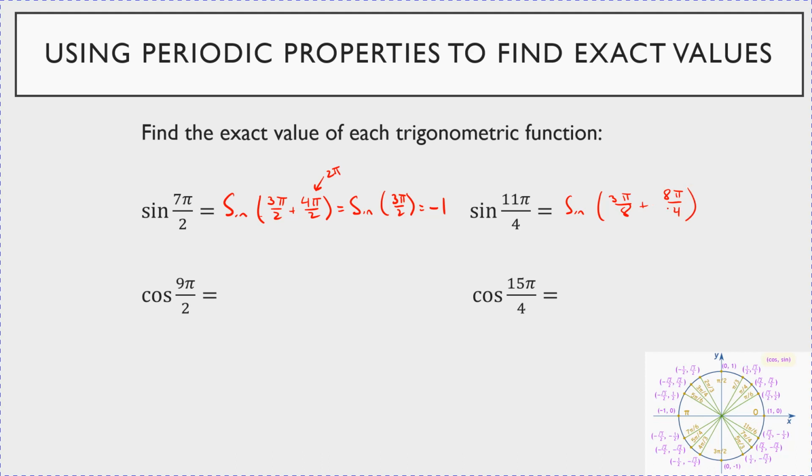But, well, look, what is 8 pi over 4? Well, that's just 2 pi, right? So this is just the same thing as sine of 3 pi over 4. Sine of 3 pi over 4 is square root of 2 over 2.